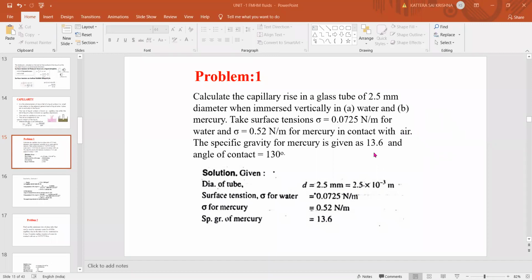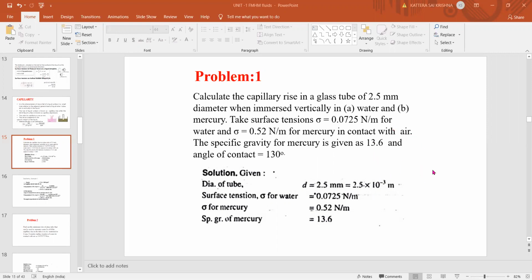Density of mercury, write down there. Density of mercury is 13,600 kg per meter cube. Right, after finding density, now you solve the problem.